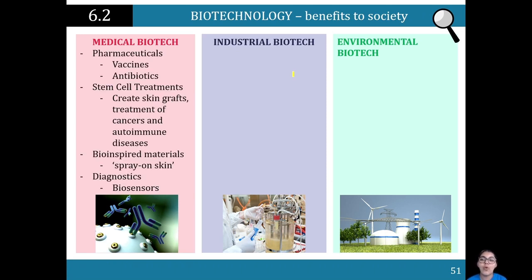So let's talk about medical biotech first of all. We are all very familiar with it. It includes pharmaceuticals like vaccines and antibiotics, and stem cell therapies, for example, like skin grafts, and the treatment of cancers and autoimmune diseases. That's also another example of medical biotech, like treatment of type 1 diabetes using insulin created using penicillin.